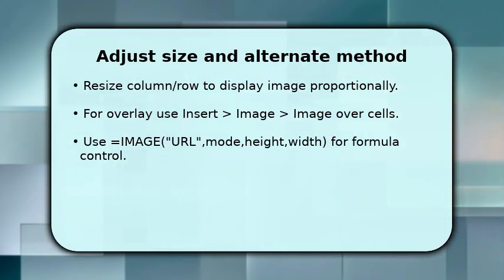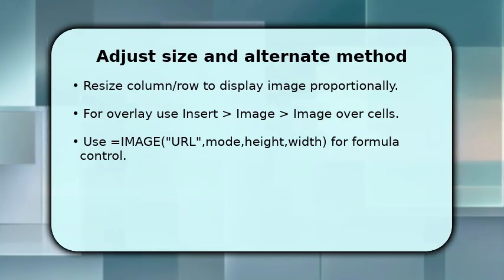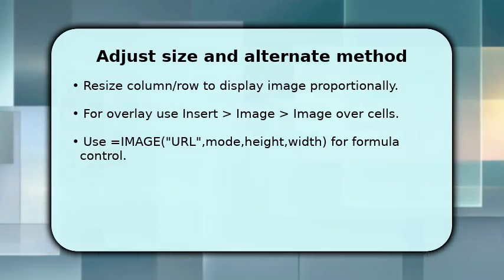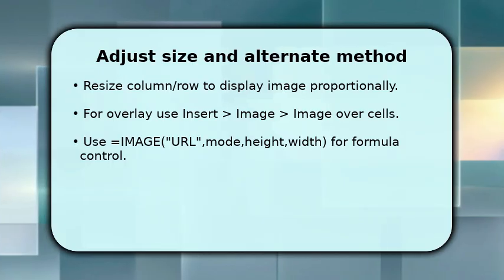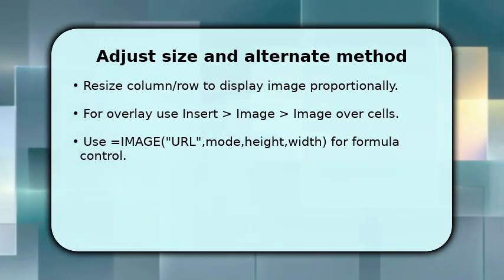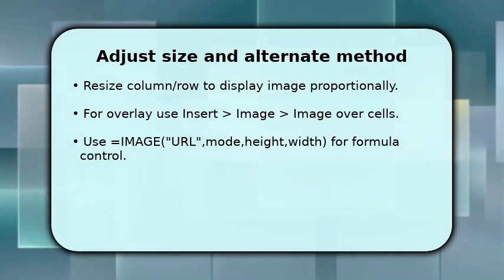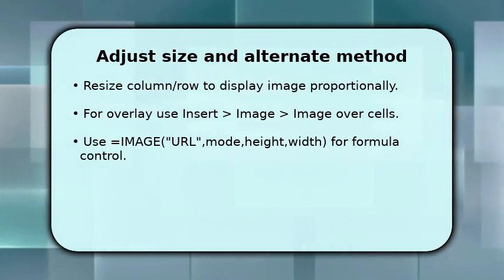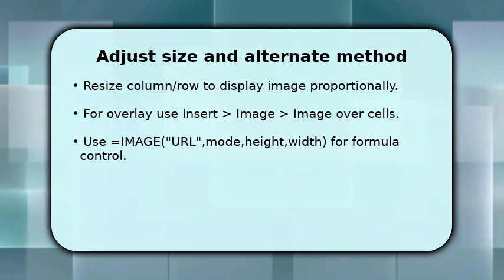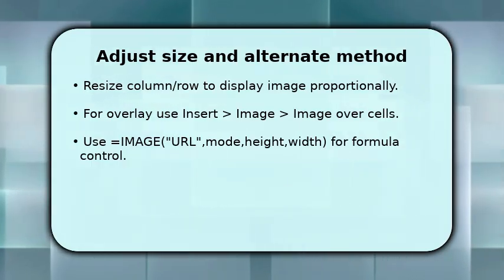If you want an overlay, choose Insert, Image over cells that floats above and can be moved freely. Alternatively, use the image function. Type =IMAGE(url, mode, height, width) when you need consistent sizing or a dynamic image linked to a URL. This gives you programmatic control and keeps layout predictable.